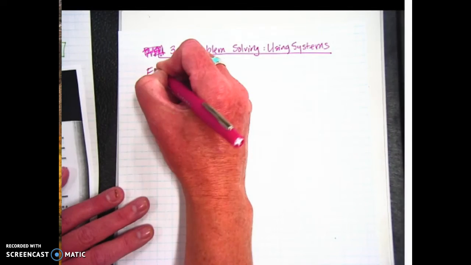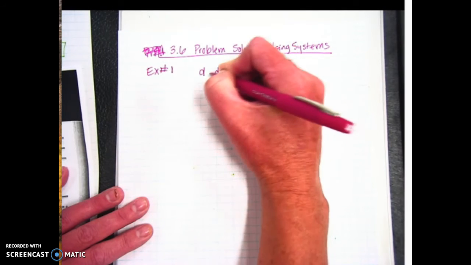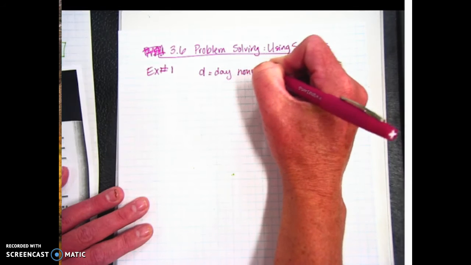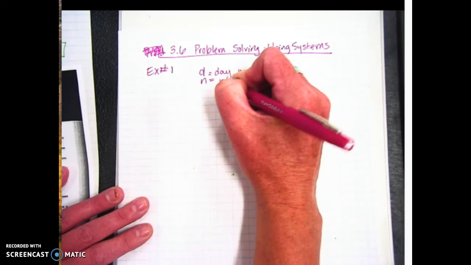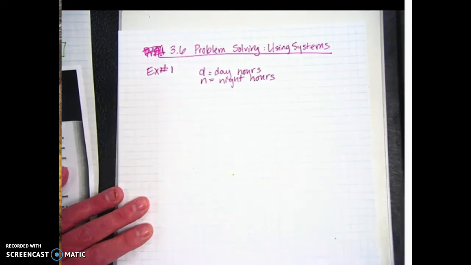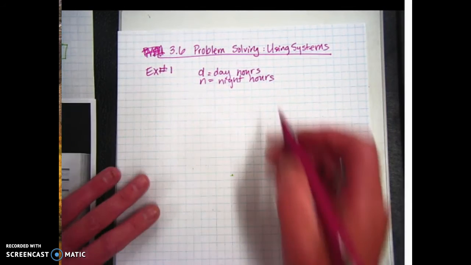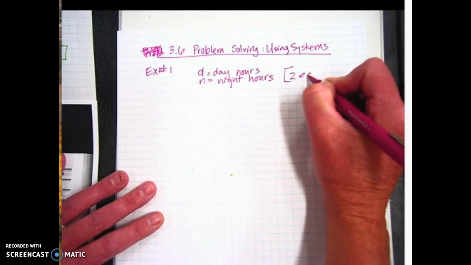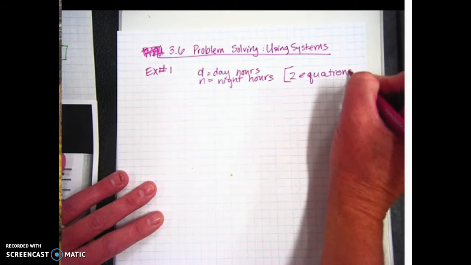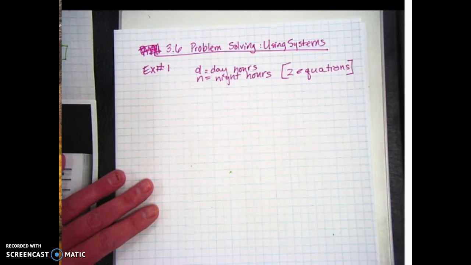Okay, so I'm going to use D for day hours and N for night hours. But you could just as easily use X and Y. We need to make two equations. So last chapter, we did one variable, one equation. This chapter, we're doing two variables, two equations, okay?